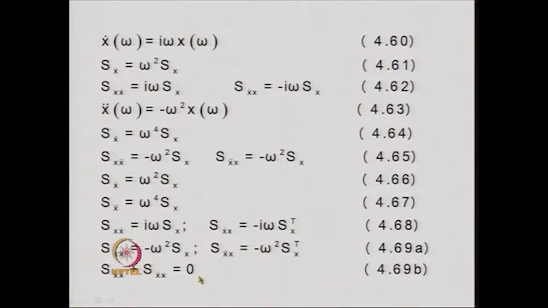That is a very important relationship that we use in solving many problems, that is the cross power spectral density function between the displacement and velocity for stationary processes. They turn out to be 0 because the sum of these two terms happens to be equal to 0.